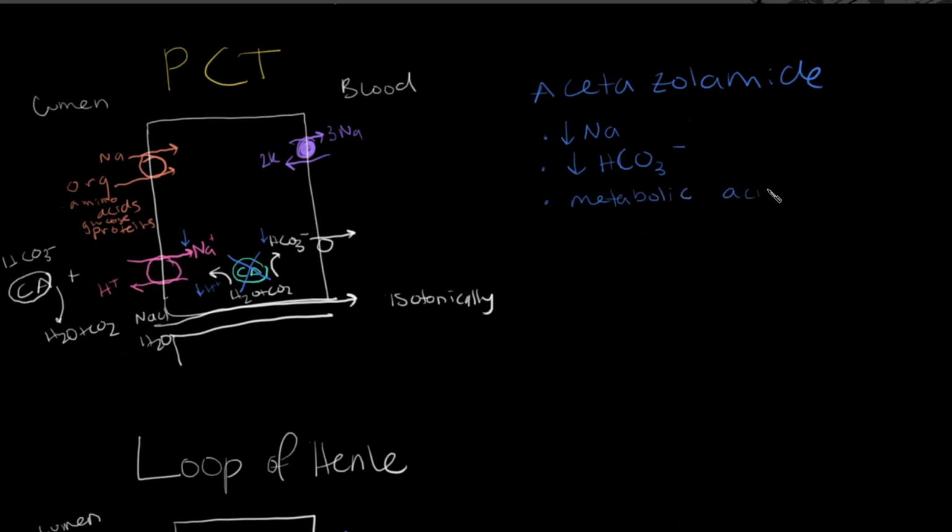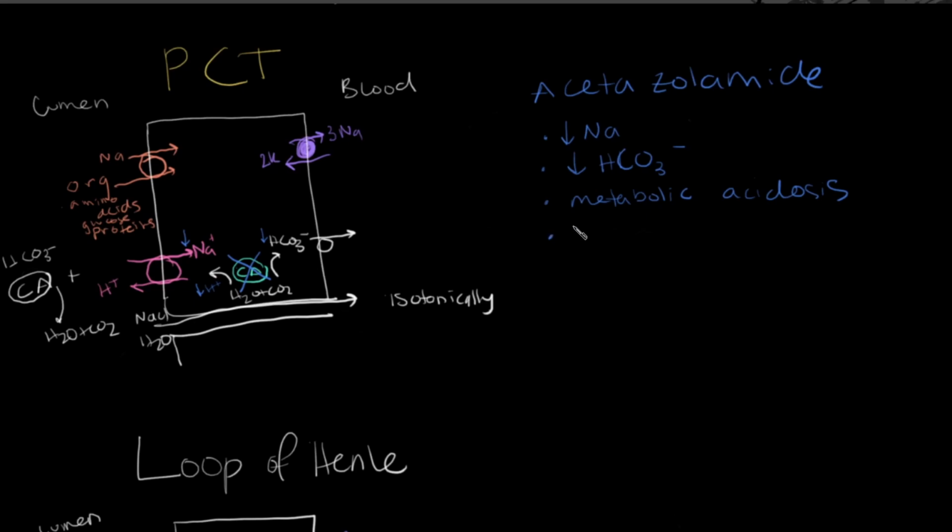acidosis. And the way to think about this is that bicarbonate is a basic anion, which helps to move the blood towards alkalosis. Instead of absorbing this bicarbonate, we are now absorbing less, and therefore the pH of the blood is going to be slightly more acidotic as a result.